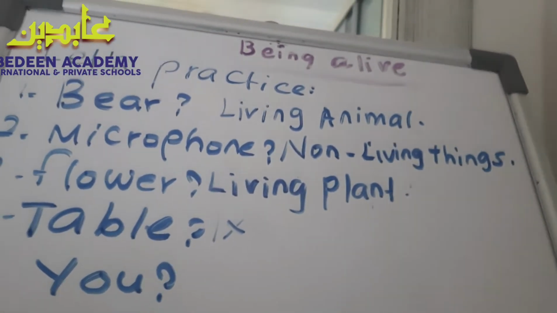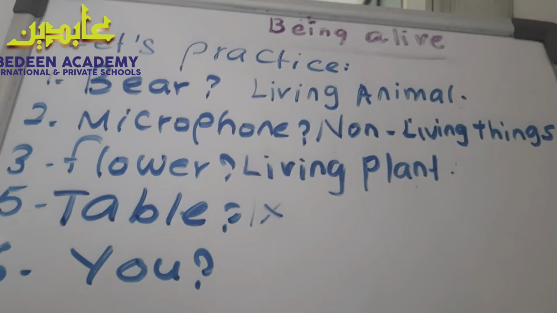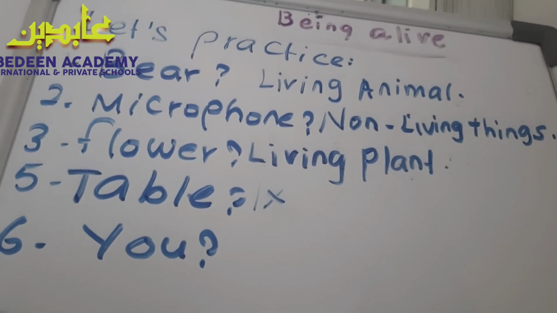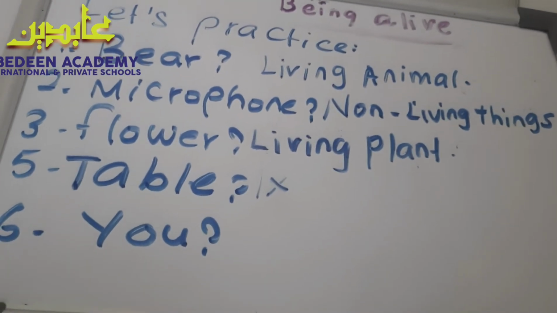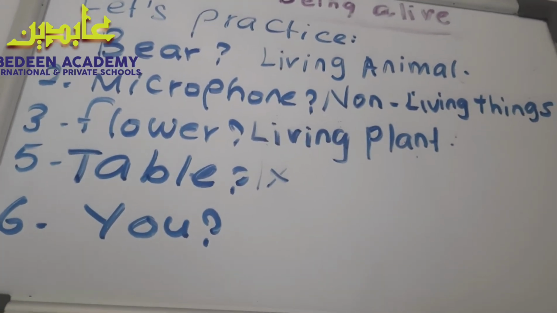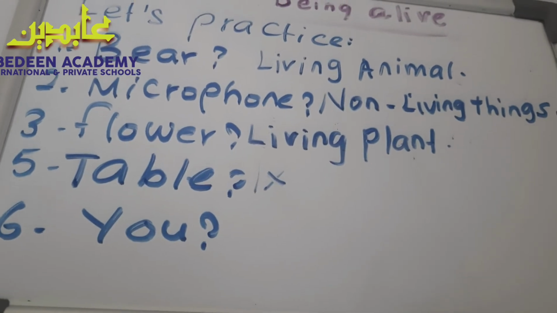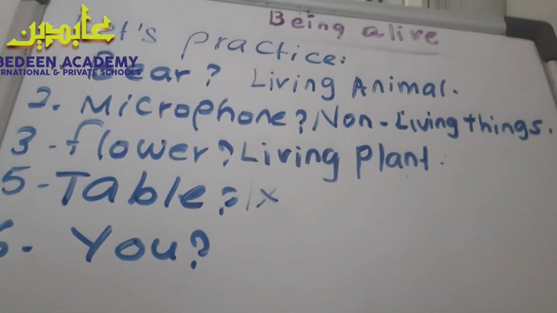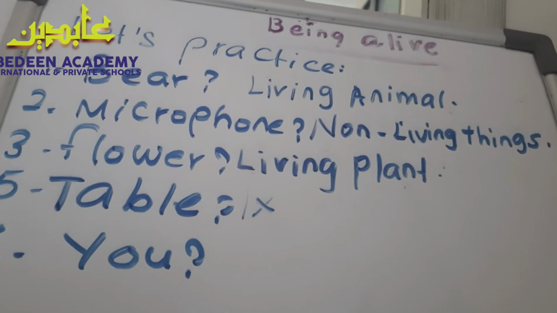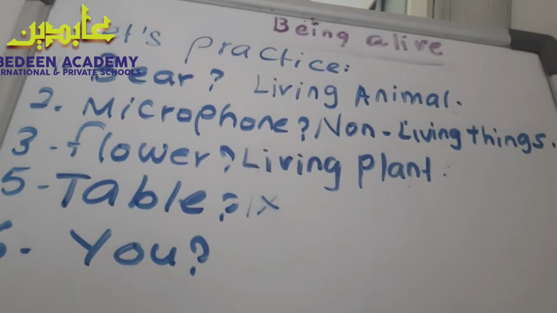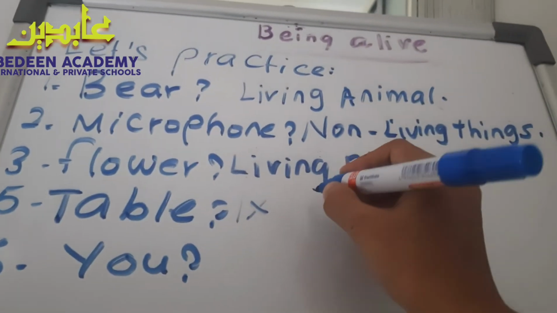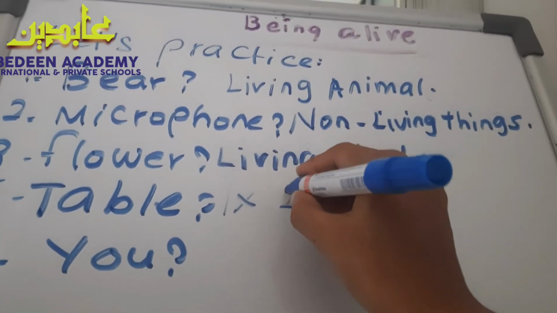How about, does the table reproduce? Does it have a baby? Can we see a baby table? Yeah, sometimes we see a small table, right? And next to it there's a big table. Is that the baby table for the big table? Nah, right? Okay, we can make small tables, we can make big tables, but the table doesn't give birth to small tables, right? Okay, so no.